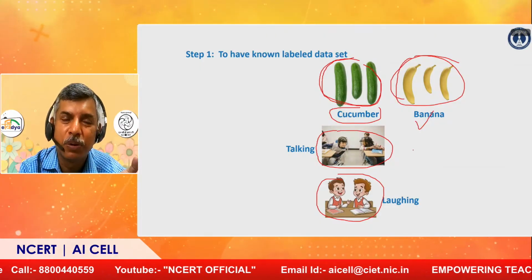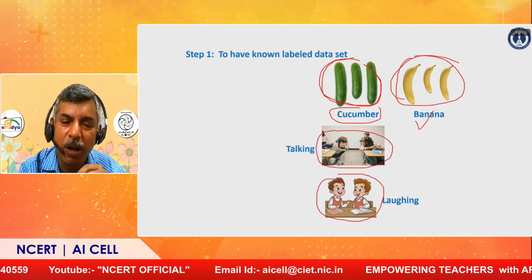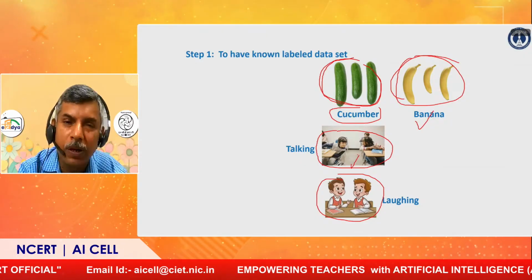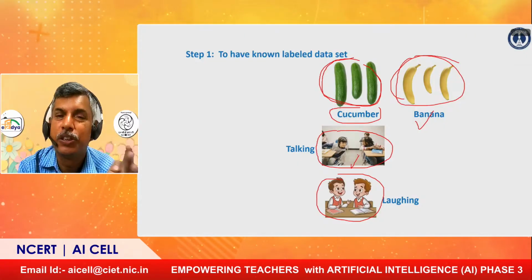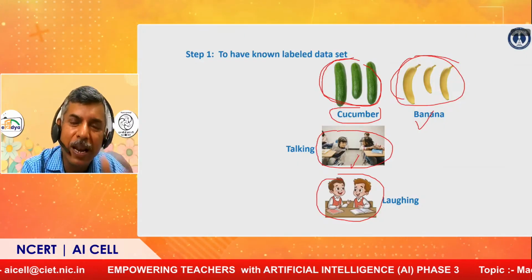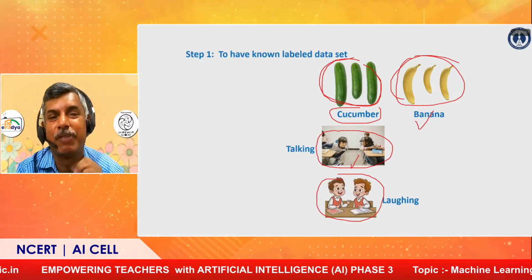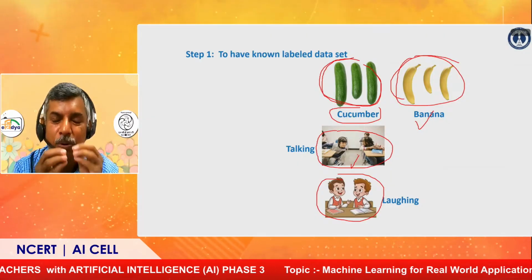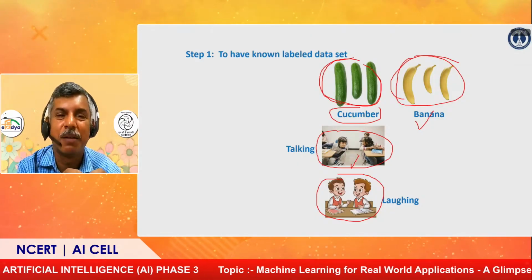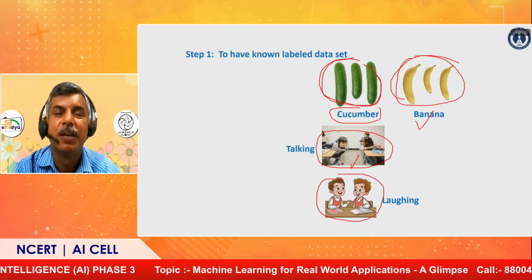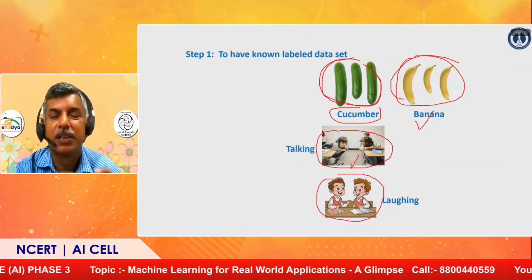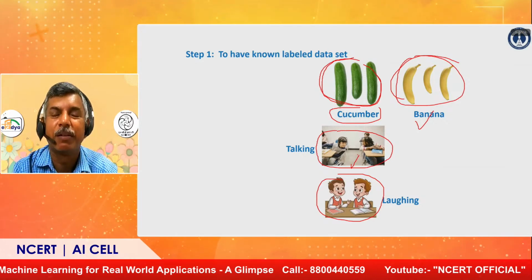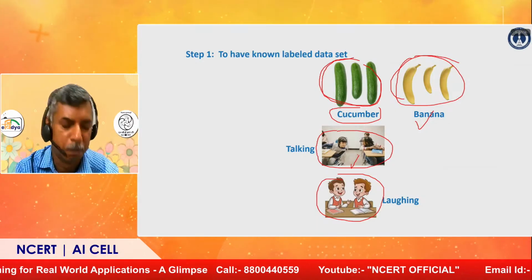Suppose my duty is to classify talking inside the class. I need to have so many talking examples and so many non-talking examples. Suppose this is for laughing. I need so many laughing examples and so many non-laughing examples. So this is what is called labeled data. We need to know whether this is a talking example or a non-talking example, whether it's a laughing image or a non-laughing image. Like that, we need to have labeled data to make a machine learning model learn.